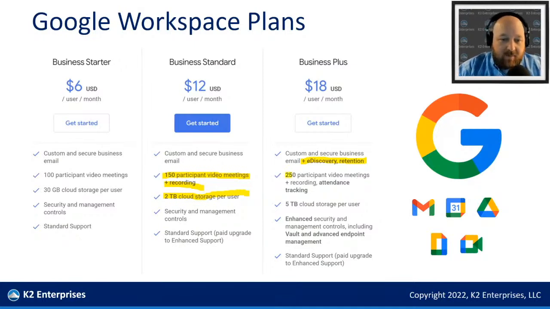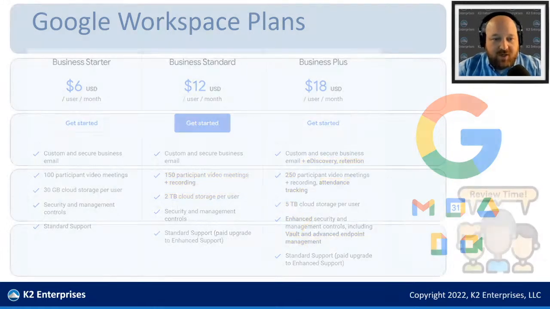Now, you also get bigger meetings, up to 250. You also get attendance tracking. If these things aren't of value to you, like having 150 people in a meeting, it's not that big of a deal. It's not a major motivating factor. You do get more storage, 5 terabytes. Again, most people will never use that amount of storage, but you can. And you also get some enhanced security, but I'm really not clear on what the difference is because it's practically the same. But you do get this Vault and advanced endpoint management for managing your mobile clients, which might be useful to your business.